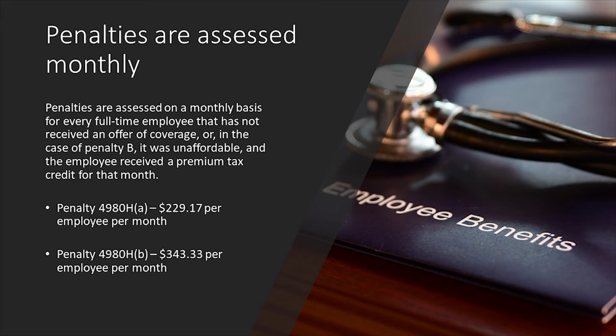Penalties are assessed on a monthly basis for every full-time employee that does not receive an offer of coverage, or in the case of penalty B, it's unaffordable and the employee received a premium tax credit for that month. So the penalty for penalty A is $229.17 per employee per month, and penalty B is $343.33 per employee per month.